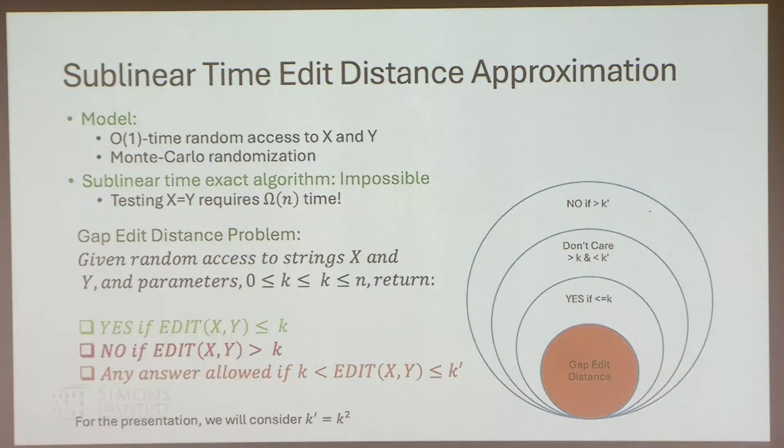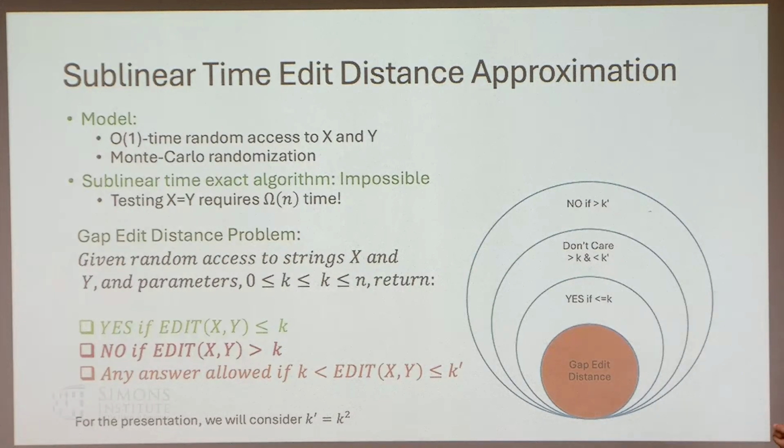And in this case, we have random access to x and y, and our results are all going to be randomized algorithms with Monte Carlo randomization. And sublinear time is required because even testing whether x is equal to y would require omega n time, so a sublinear time exact algorithm is not obviously possible.